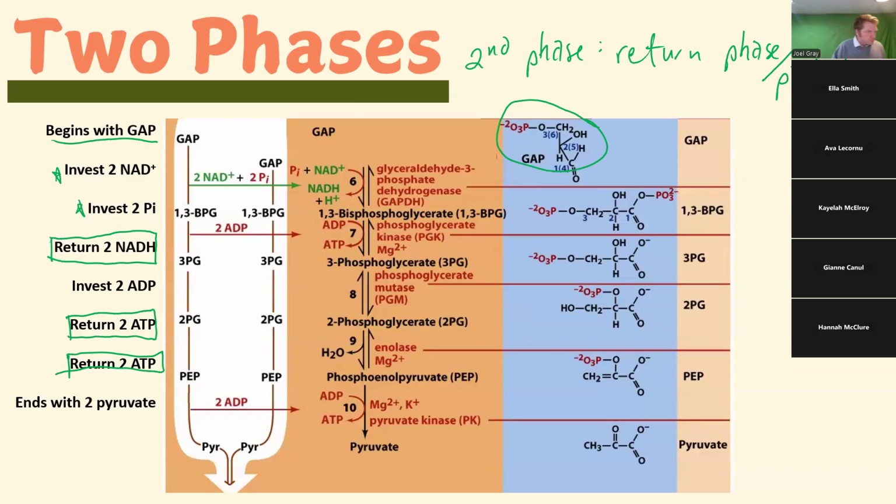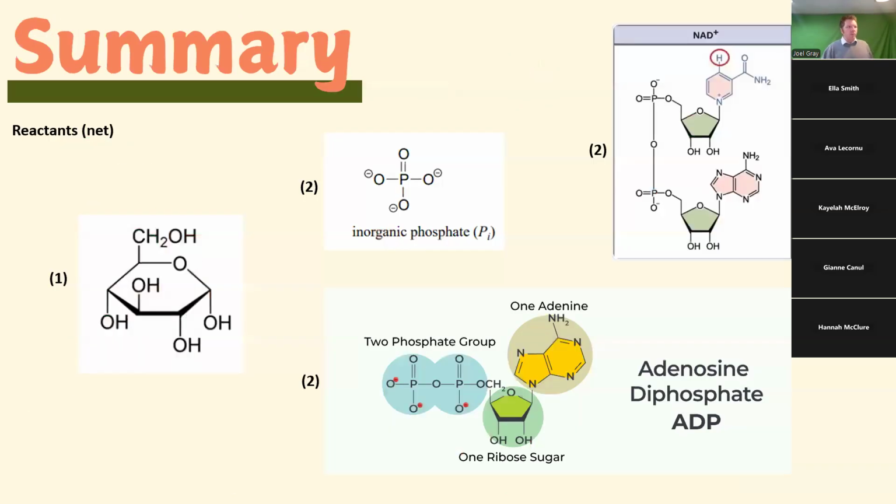Now, when it comes to glycolysis, it's pretty common for people to say, okay, well, what is your return and what is the net return? First of all, this molecule shown on the far left is glucose. We're going to invest one glucose. You can think about these as our reactants. We're going to invest a pair of inorganic phosphates, a pair of nicotinamide adenine dinucleotide, or NAD+, and we're going to invest a pair of ADP.